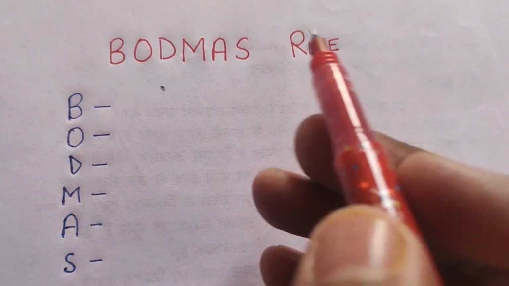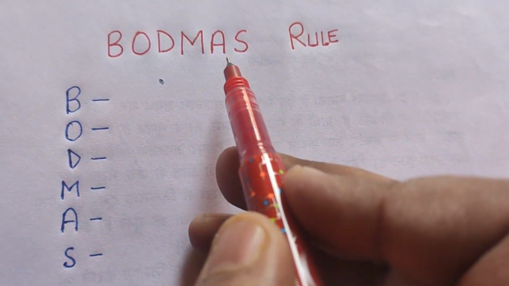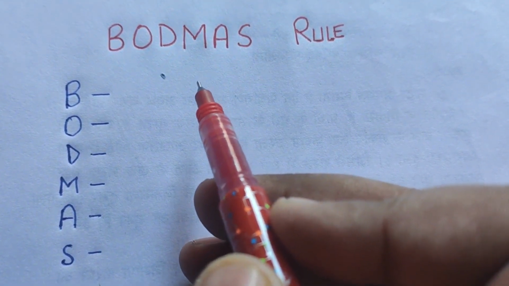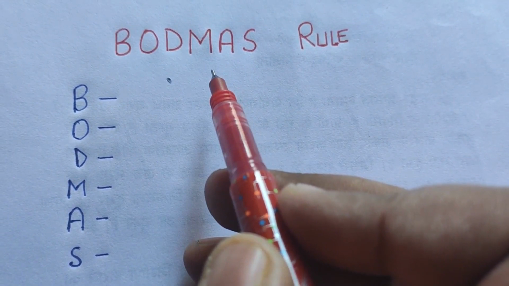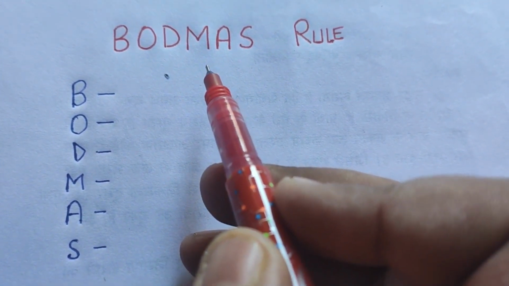The topic is the BODMAS rule. By the BODMAS rule we will simplify different numbers. It is the sequence of the signs, telling us what we have to solve first and what we will solve at the last.